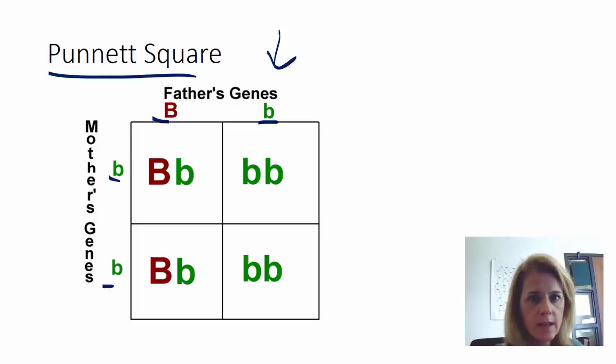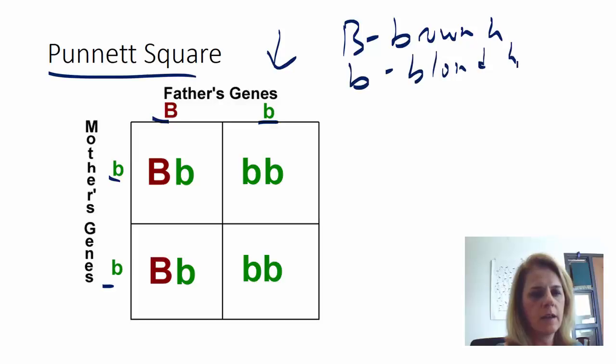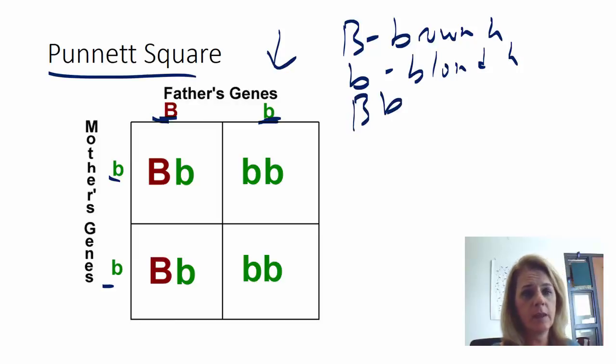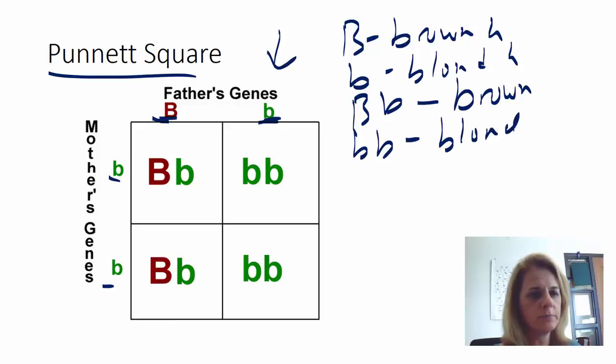Okay, so let's say in this case, big B is brown hair and little b is blonde hair. This father has big B, little b, so his genotype is big B, little b. His phenotype, what you see, is going to be brown hair. The mother's genotype is little b, little b. Her phenotype is blonde hair, what you see.